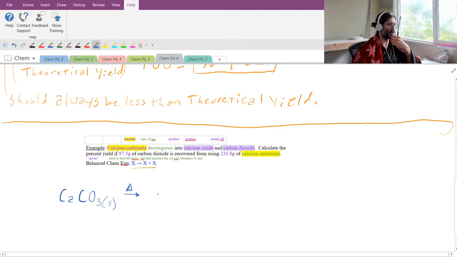And that'll become important later. We'll talk about that more at a certain point. So we have calcium carbonate, and we're going to add some heat. We're going to decompose that into calcium oxide, which is another solid, and carbon dioxide, CO2, good old friend CO2, which is a gas.